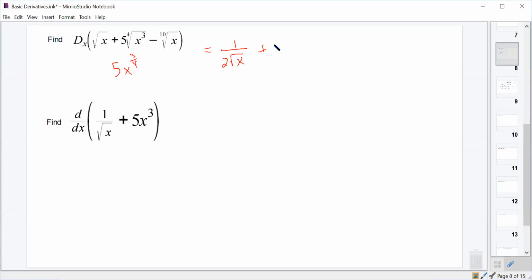Should become plus 15/4 x to the -1/4. And minus x to the 1/10 ought to become a minus 1/10 x to the -9/10. Good or no? Good. All right, and this one is an x to the negative 1/2, right? So its derivative should be negative 1/2 x to the negative 3/2.